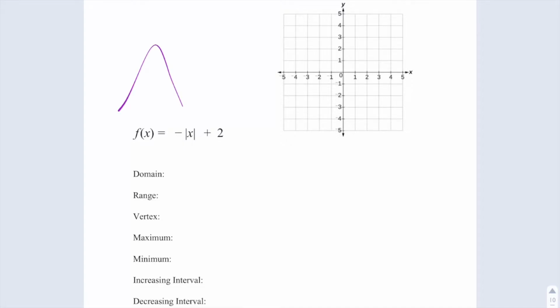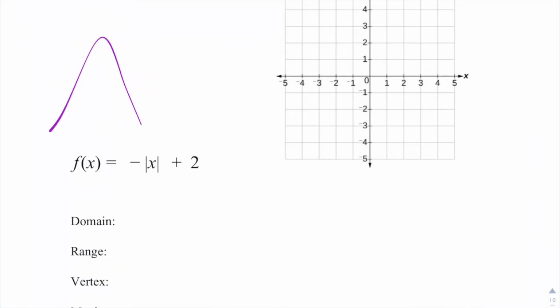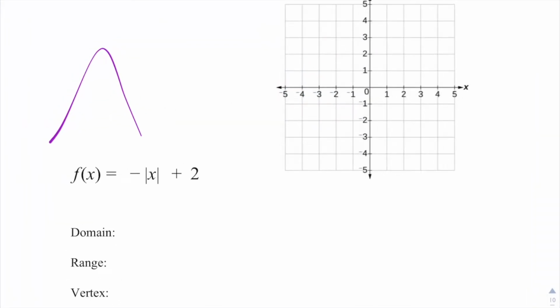We don't even have to think any further than that because we know there's a flip involved. Okay? If you want to draw a table in this open space, go ahead. I don't need to because I understand where my parent function is. And it's just going to be flipped and then up 2. So the graph will look like this.